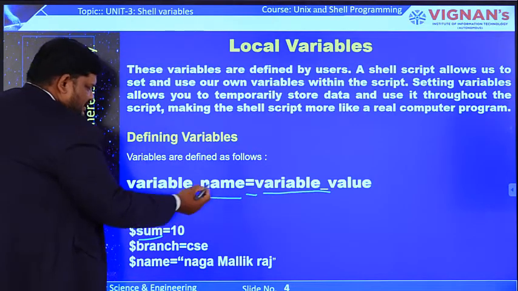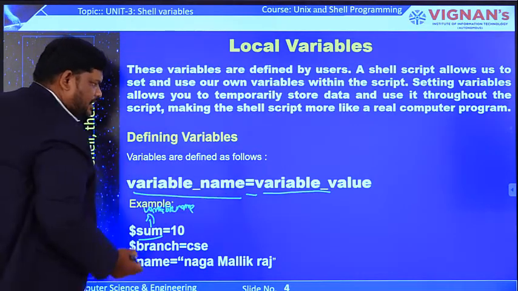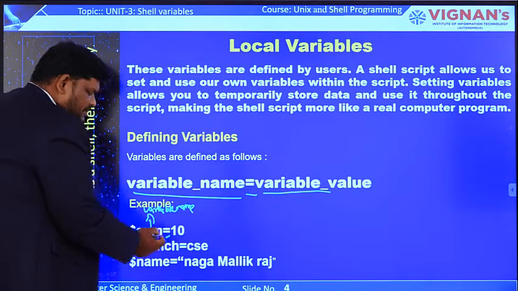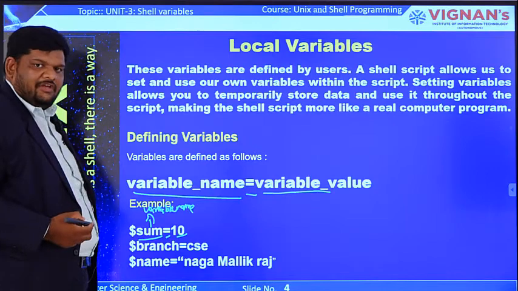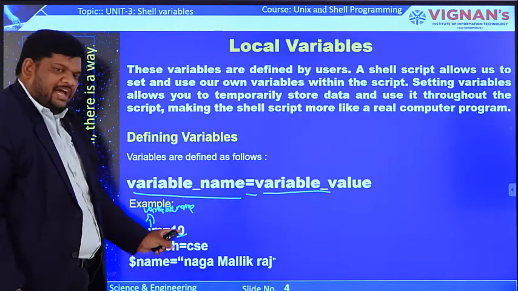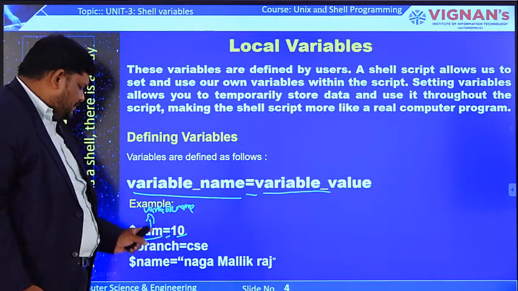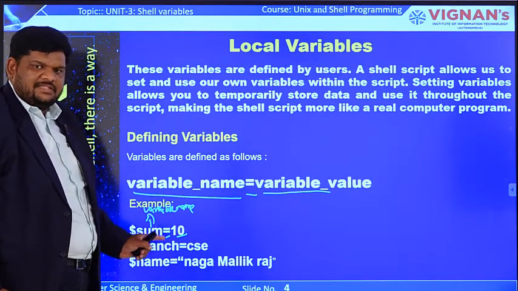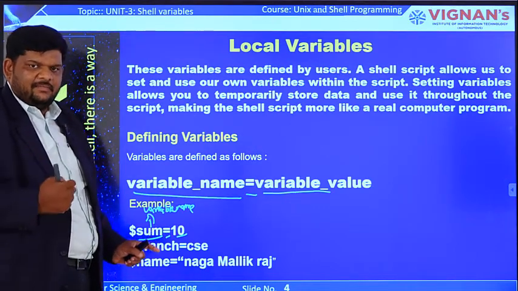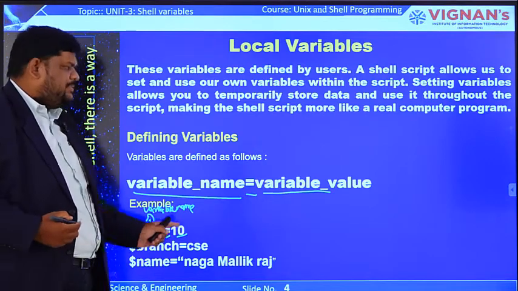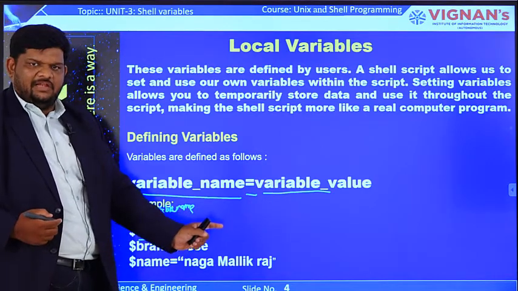So we know already the syntax is variable name is equal to variable value. After that, the equal to is the assignment operator, and after that 10 is the value. So here the value 10 is assigned to this variable, whose name is sum. When we access sum, we get the value 10. So this is the syntax: variable name is equal to value.